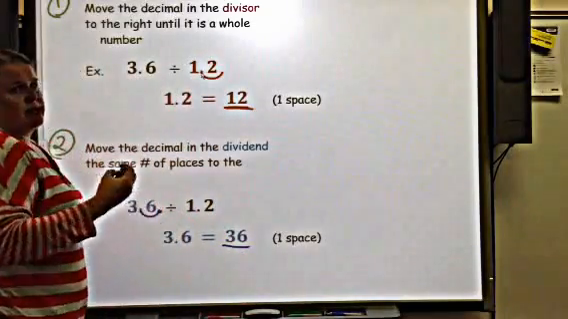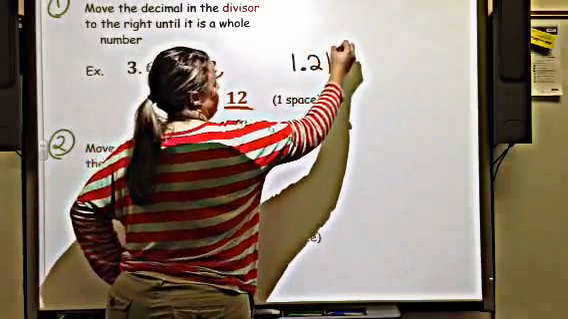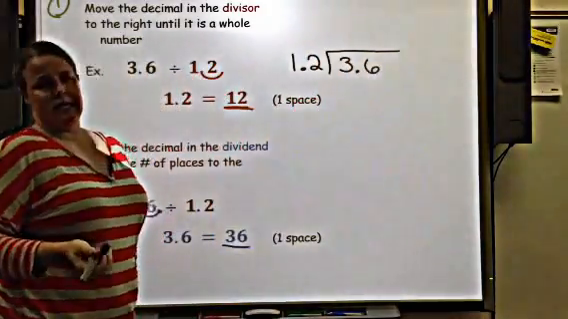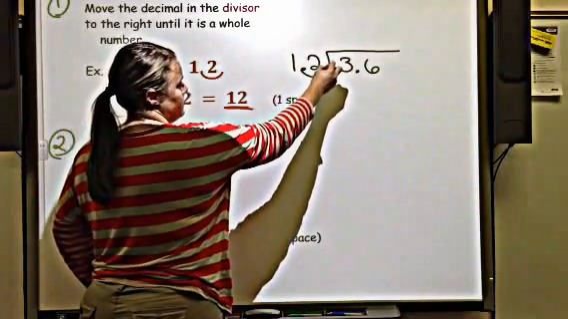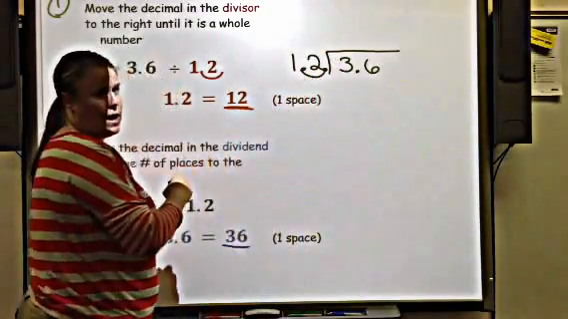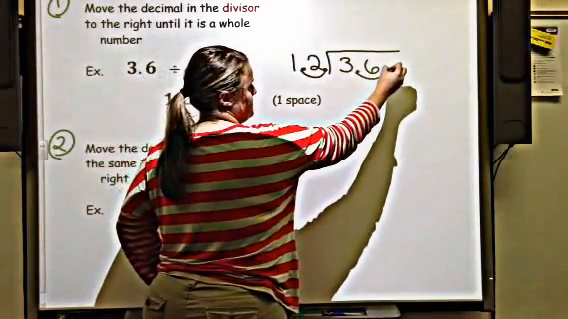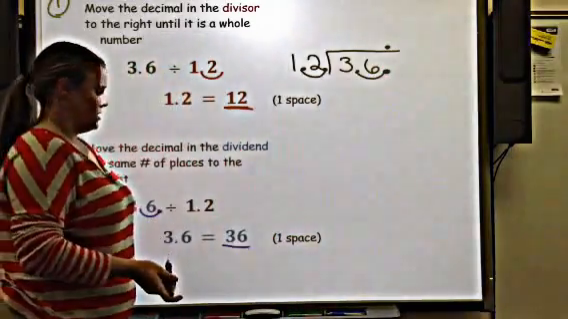If the problem had been given to you already put into the form like this, then you would still do the same process. You would take the decimal in your divisor, move it to make it a whole number, so that's a 12, and then do the same thing to the dividend, moving the decimal, and then putting the decimal up into the quotient.